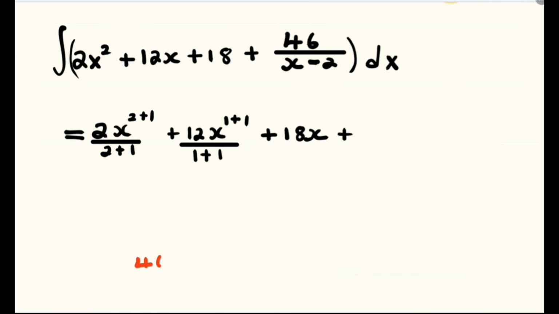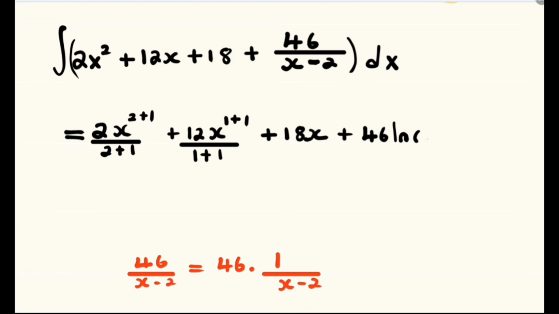So if we have this 46 divided by x minus 2, we can rewrite it as 46 multiplied by 1 divided by x minus 2. So we are going to have the 46, and the integral of 1 over x minus 2 will be the ln of x minus 2 plus our constant c.